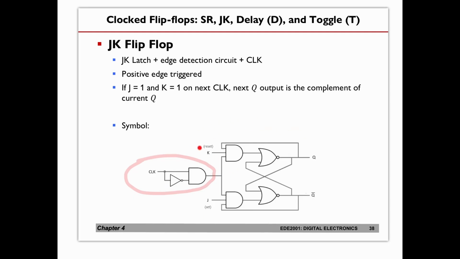And this is a JK latch with an enable that comes from the edge detection circuit. So you have the JK latch, you have the clock, then the edge detection circuit, and with the enable. If you look at this, this is the enable, this is your set, this is your reset, and the feedback here makes it a JK latch.